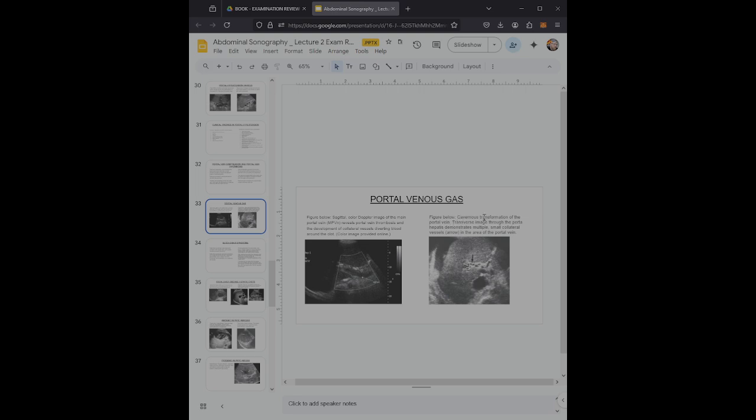So we have here a cavernous transformation of the portal vein, representing portal vein thrombosis, and a transverse image through the portal hepatis demonstrates multiple small collateral vessels in the area of the portal vein. There you are. Collaterals representing a portal vein thrombosis.